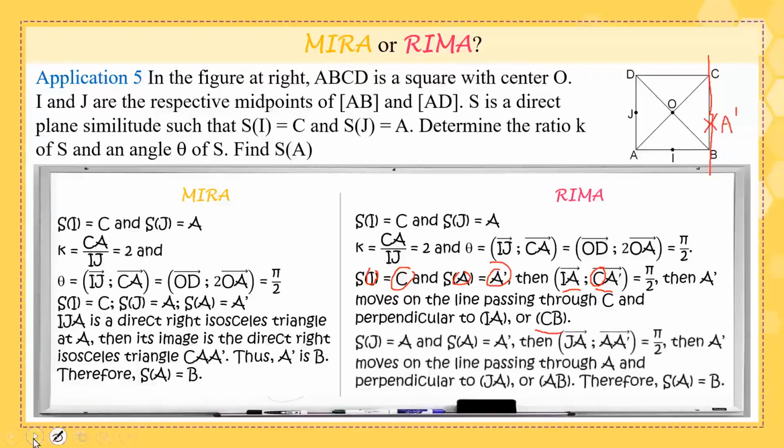In the same way, she said S of J equals A and S of A equals A'. So again, the angle between JA and AA' is also pi over 2. Then also A' moves on a straight line passing through A and perpendicular to JA, which is AB. So A' will be on this straight line AB. So A' will be the intersection of these two straight lines, CB and AB, which is B. So S of A will be B.